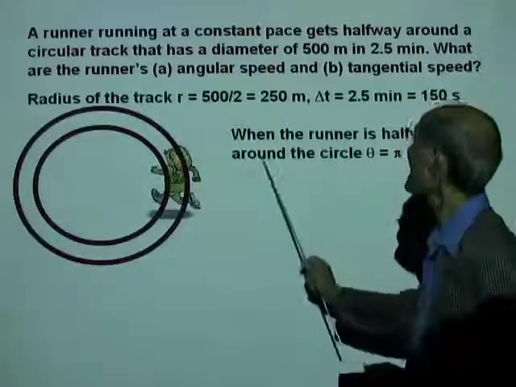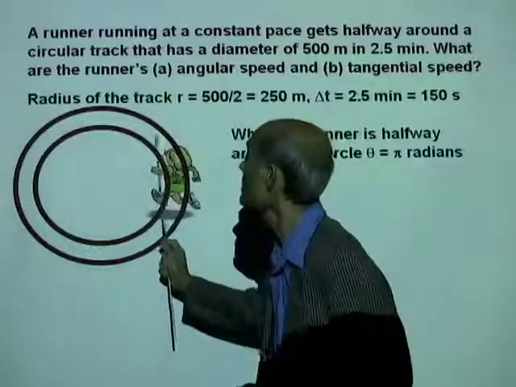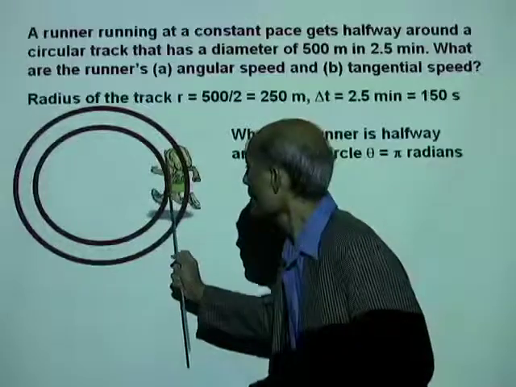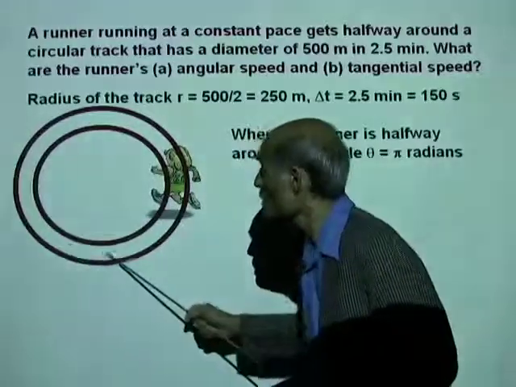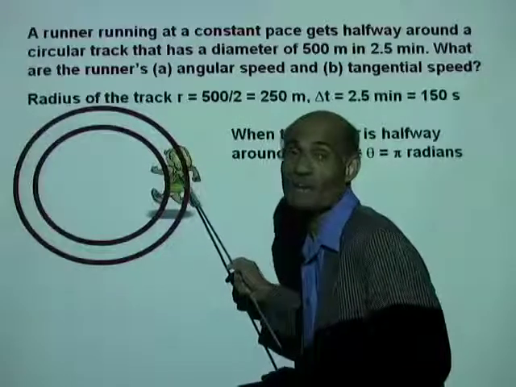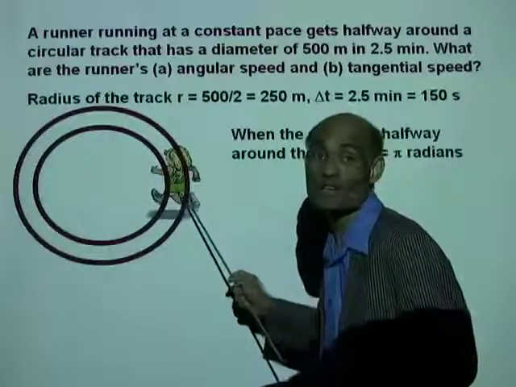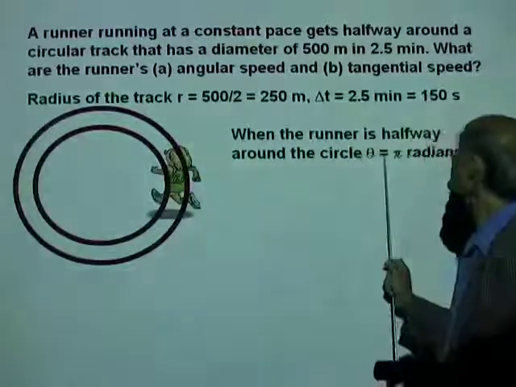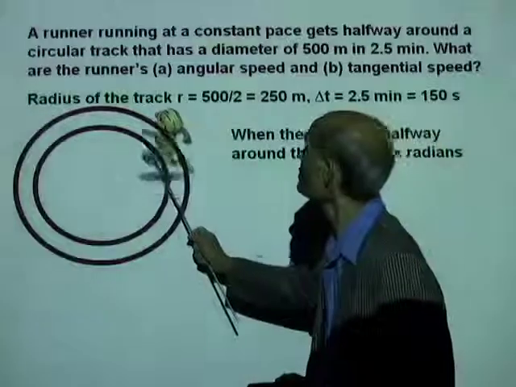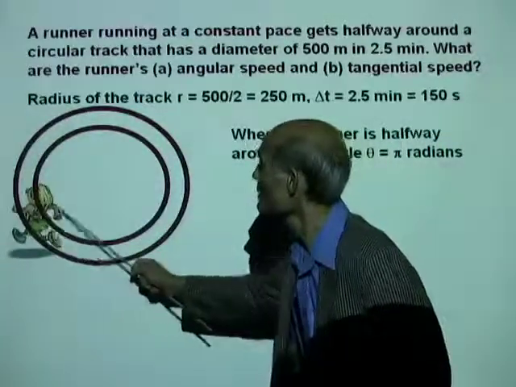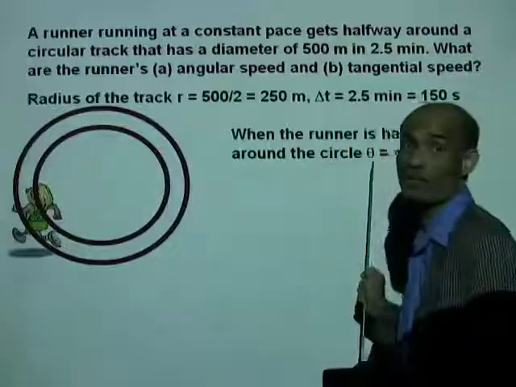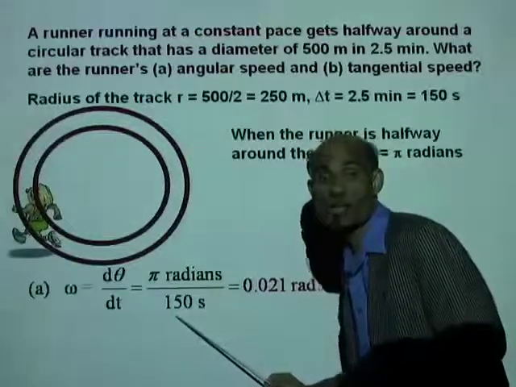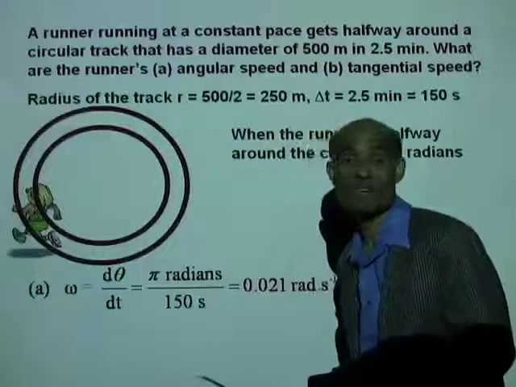Now, when the runner is halfway around the circle, what is the angular displacement of the runner? Well, if the runner goes round the circuit completely once, the angular displacement will be 2 pi radians. When the runner goes halfway through, the angular displacement will be pi radians. The runner has described an angle of pi radians, and this pi radians is described in a time of 150 seconds.